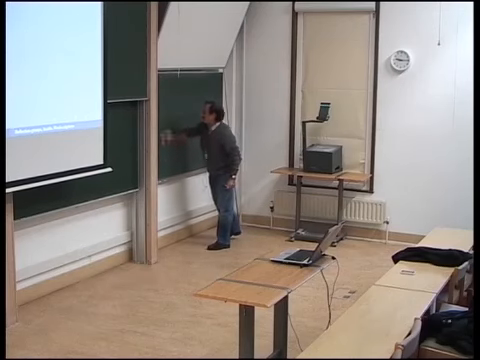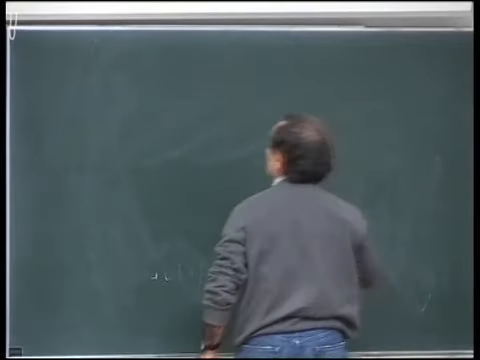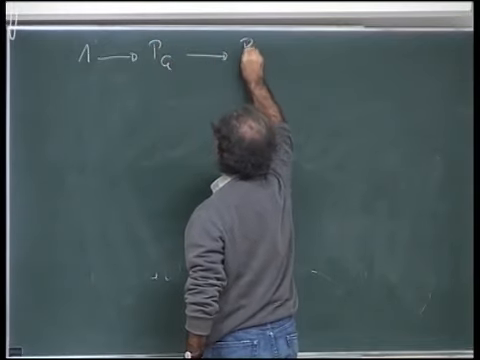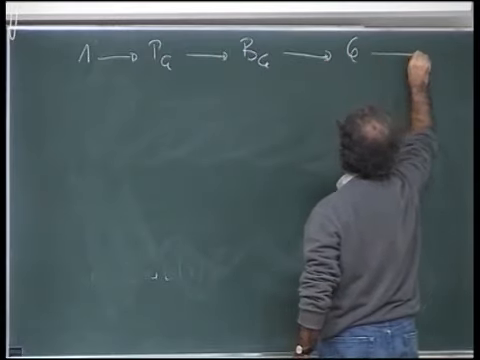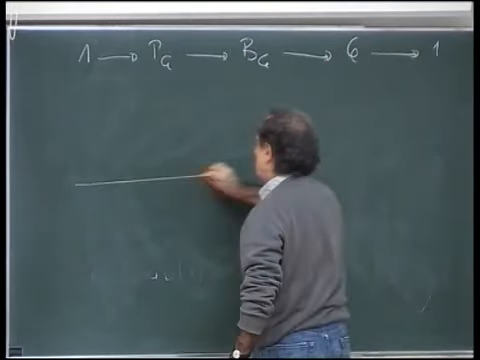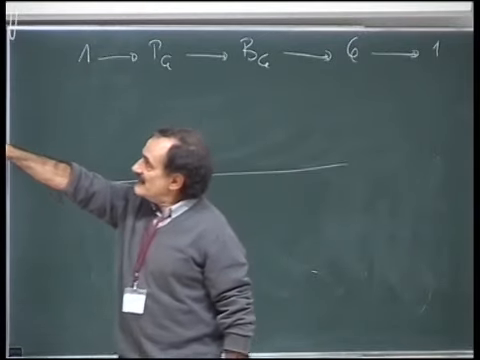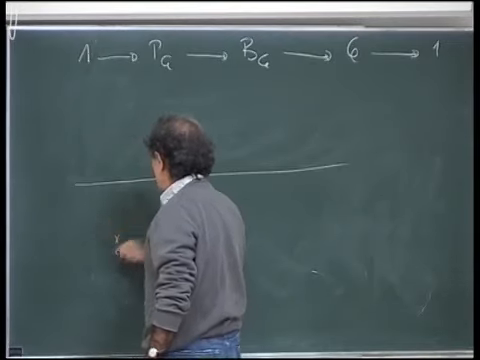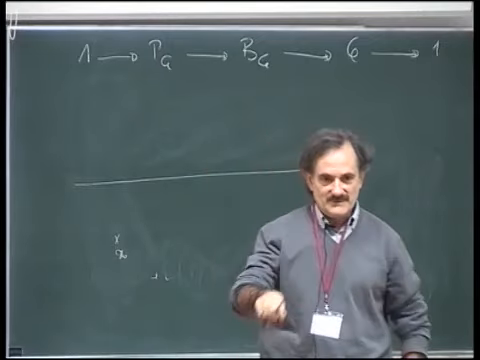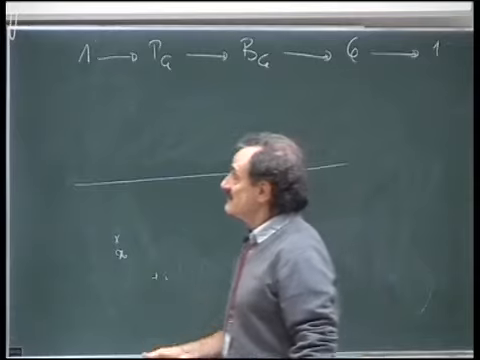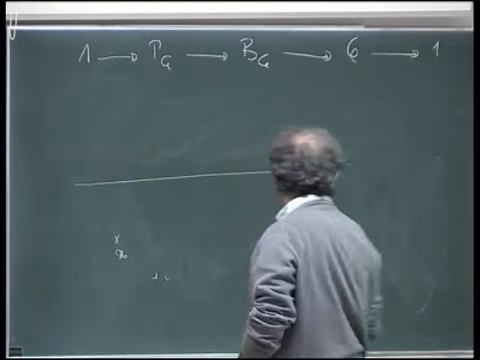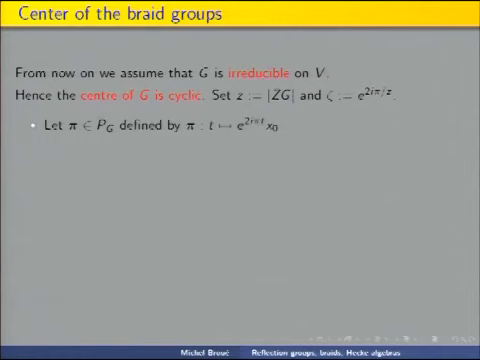I'm going to rewrite this short exact sequence here. So 1 goes to PG, goes to BG, goes to G goes to 1. And let me consider this element pi. So you have this base point, x naught, and in a sense you turn around x naught. You make a complete turn around x naught. This is a loop in V-reg, of course, since x naught is in V-reg. So it defines an element of the pure braid group. Let me denote by pi this element.